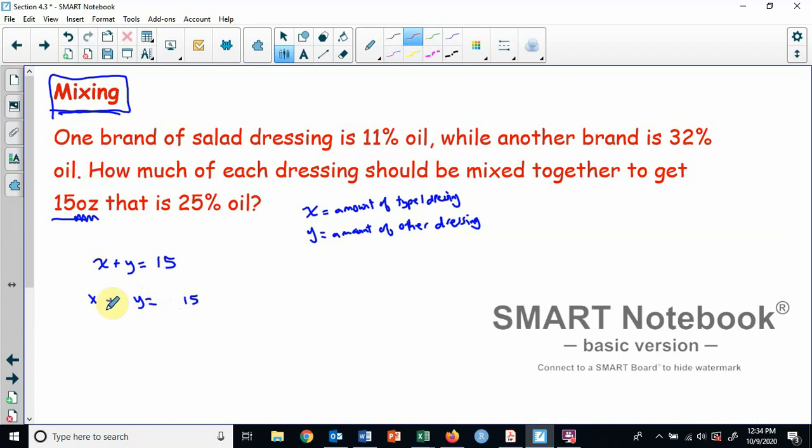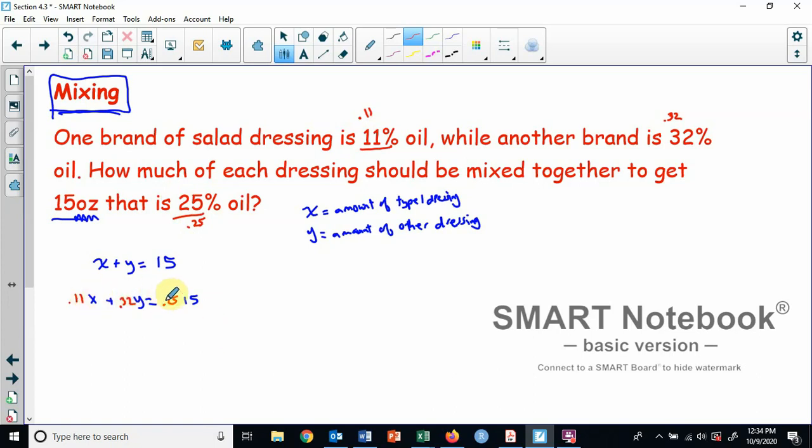So let's see, what's the percentage of the first dressing? 11. Can you make that a decimal? That'd be 0.11, right? So 0.11. What's the other one? The Y is 0.32. And then the 15, what's the total? 0.25. So 0.25. Okay. So I've done that now.